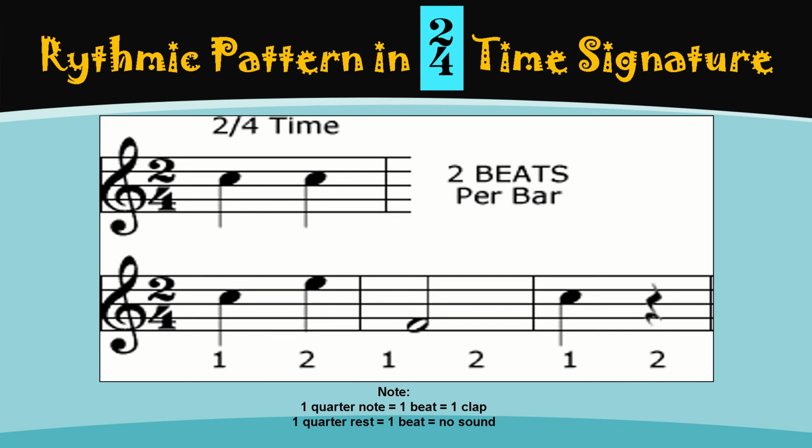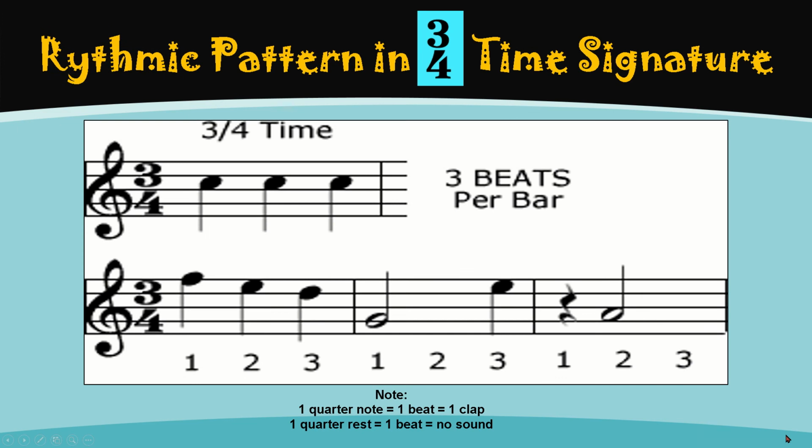Next, on the third measure, we have a quarter note which has 1 beat or 1 clap, and a quarter rest which is no sound or no clap. It is 1, 2. So let us try to clap and count from the top. 1, 2, 1, 2, 1, 2. So that is the 2/4 time signature, or the rhythmic pattern in 2/4 time signature.